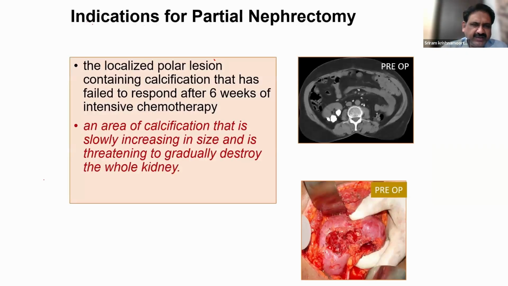Indications for partial nephrectomy: if it is a polar lesion, if the calcifications are in one pole, if the patient has failed to respond after 6 weeks of intensive therapy, and if the calcification is slowly increasing in size, then it is better to go for removal of the calcification, either by partial nephrectomy, enucleation, or wide local excision. Whatever it is, you try to preserve the rest of the kidney and remove only the calcific focus. Next slide, please.